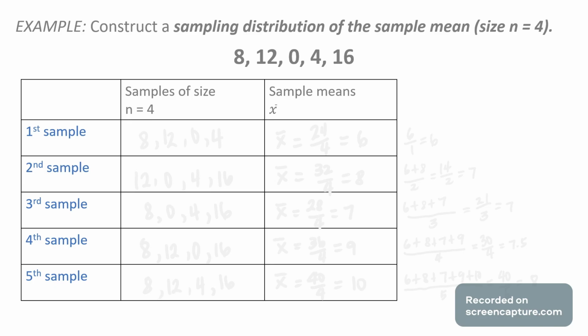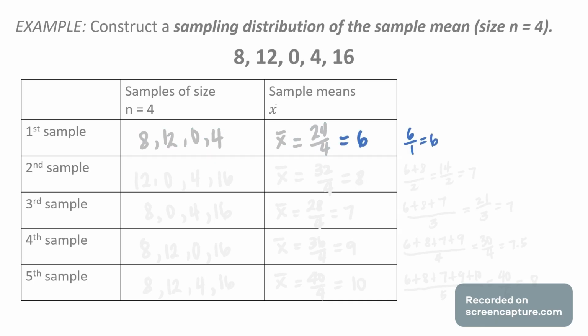And since we are expected to list 5 samples of size n equals 4, we begin listing such samples. One such sample is 8, 12, 0, 4. To get their sample mean, we add these values, 8 plus 12 plus 0 plus 4 equals 24. Then divide the answer by 4 values. 24 divided by 4 is 6. So the sample mean x bar is 6.